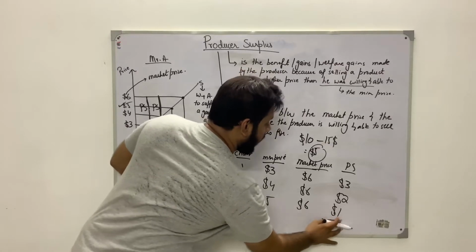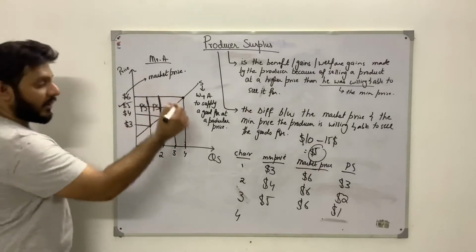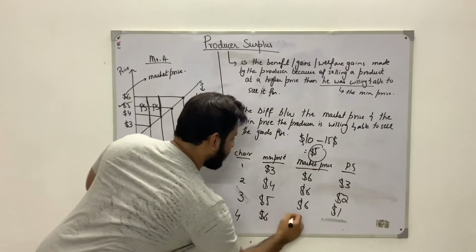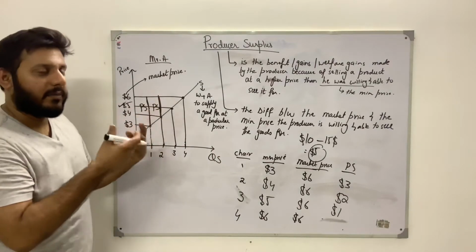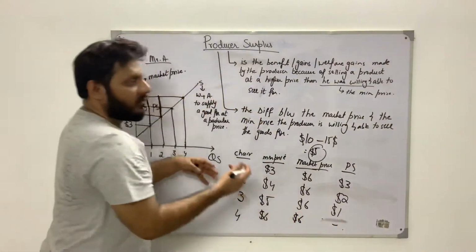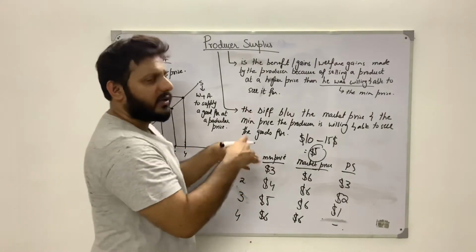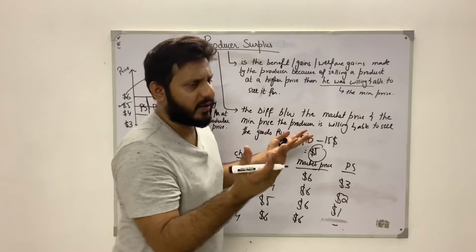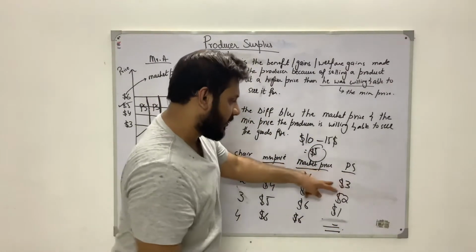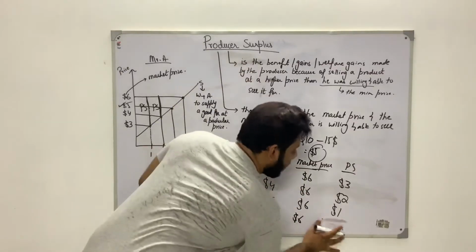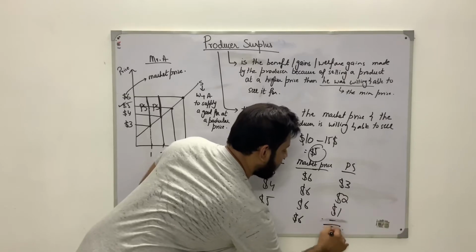So guys, the fourth chair I am willing and able to supply at the minimum of $6. The market price is $6. Since the minimum price and the market price are equal, the minimum I was willing and able to accept was the market price itself. So there's no welfare gain or additional benefit that I've gained. So my total producer surplus in this case is how much? If you add them up, 3 plus 2 plus 1, that is 6. So it's $6, right?